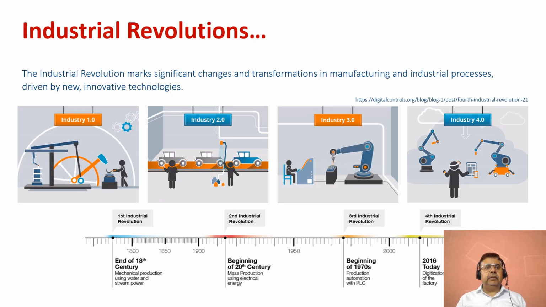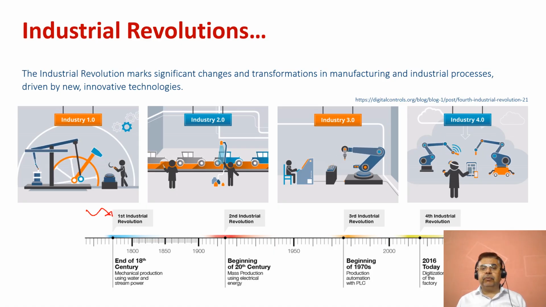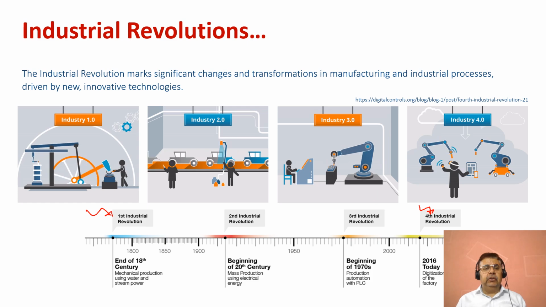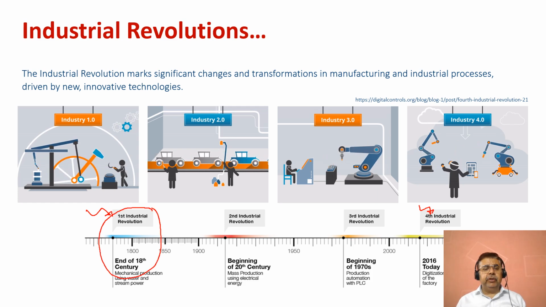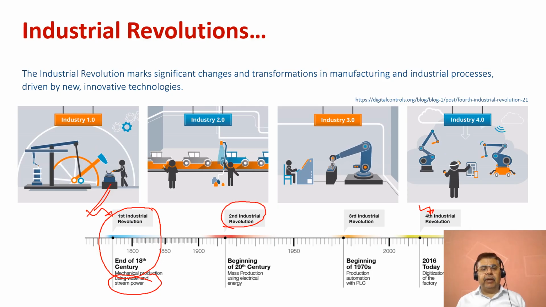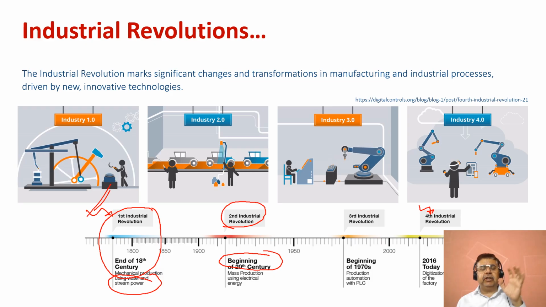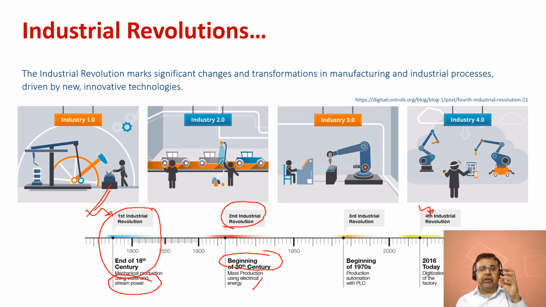Now, this slide explains the brief history of the different industrial revolutions, starting from the first industrial revolution going up to the fourth industrial revolution. So the first industrial revolution, which was at the end of the 18th century, the main source of power was steam. In the second industrial revolution, which happened at the beginning of the 20th century, mass production was the main attraction, and electrical energy was used for mass production.